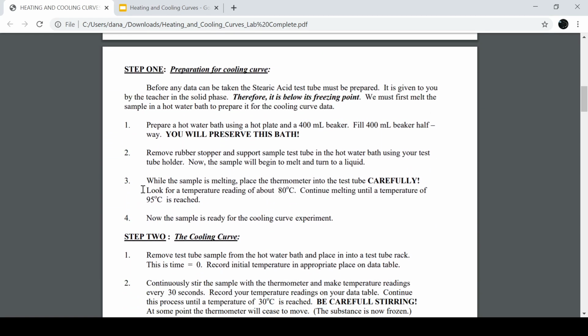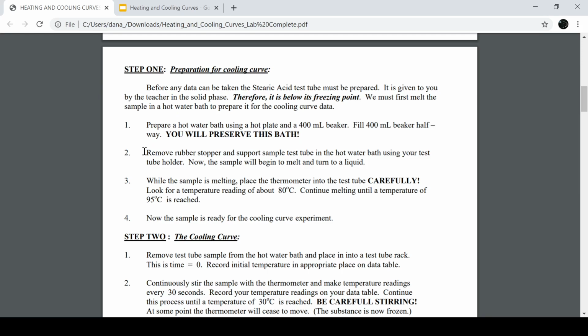Now, step 1 is going to be us preparing the cooling curve. And the idea here is that we're going to heat this stearic acid up until it is completely a liquid. So we want to start our experiment with liquid stearic acid. How you're going to do that is you're going to take a beaker, fill it with water, and heat that water up until it reaches about 95 degrees Celsius. Okay. What we're going to do once we do that is place the test tube in the 95 degree water.